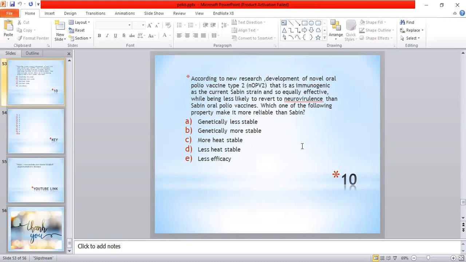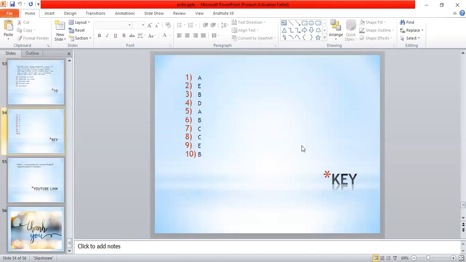B. B is the right answer. Genetically more stable is the property which enhances the novel oral polio vaccine type 2.